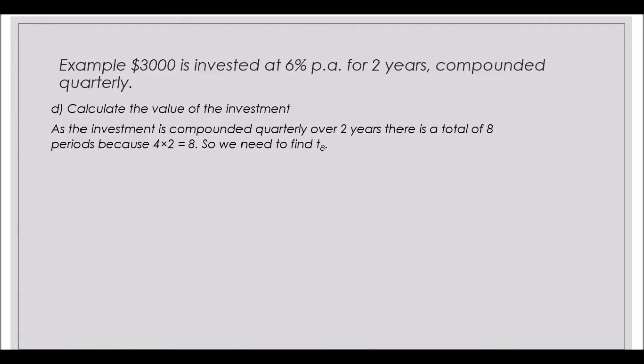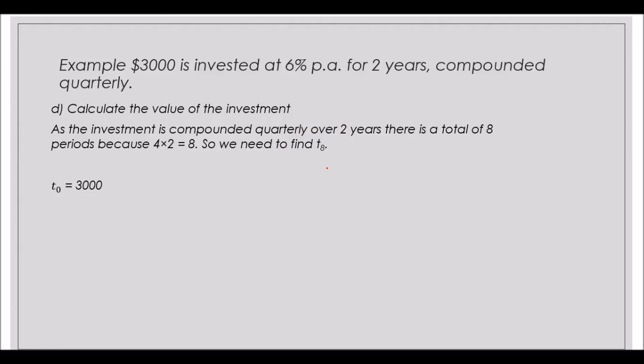You have to read the question properly. In this case, it's 2 years and it's compounding 4 times per year, so you're looking for the 8th term. In other words, every year you have to pay interest 4 times. Therefore, over the 2 years, how many times will you pay interest overall? It's 2 years times 4, which equals 8. So you're looking for term number 8.